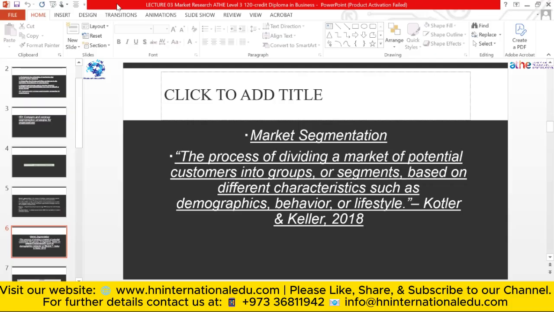Into groups or segments based on different characteristics such as demographics, behavior, or lifestyle. The people who don't possess a good lifestyle are into packed foods, canned foods, fried foods, the items which are not healthy. But the people who love to go for the keto or gluten-free diet, we have products for them as well. So it's a lifestyle, it's a behavior.